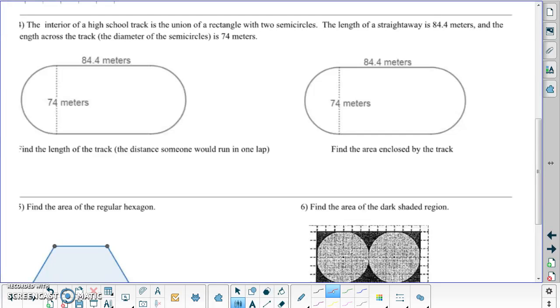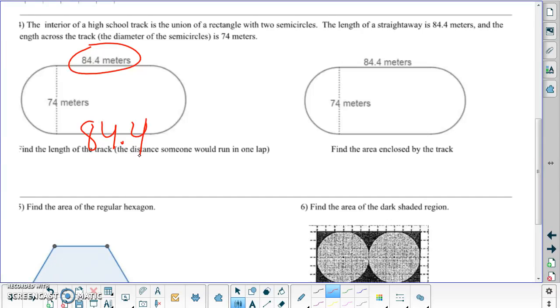Alright, so number 4, I have the interior of a high school track. It's a rectangle and 2 semicircles. Okay, so we've done something like this before. You can cut it up into the rectangle and 2 semicircles. The straightaway is 84.4 on both sides. And then you have the rounded part, so that's your 2 semicircles. Now you have 2 pictures because the first time we want to find the length and the second time we want to find the area.